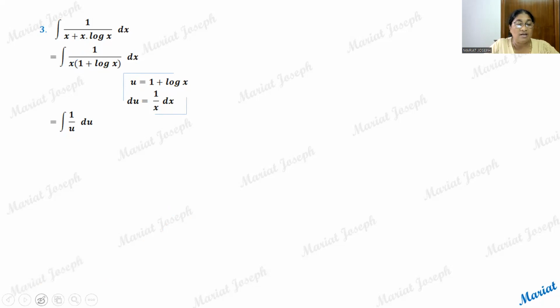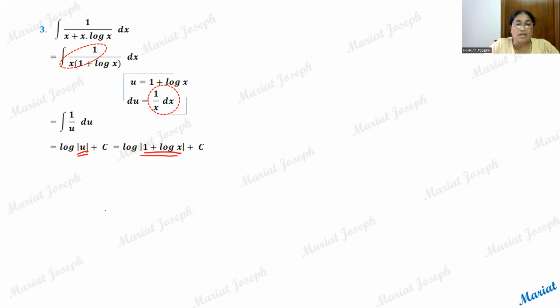And what is the integral of 1 upon u? Just now we used log u. And you need to replace the u. That is log of u. U is 1 plus log x. So log of 1 plus log x plus c.